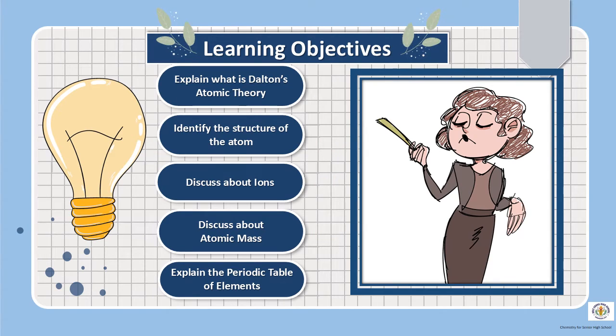Explain what is Dalton's atomic theory, identify the structure of the atom, discuss about ions, discuss about atomic mass, and explain the periodic table of elements.